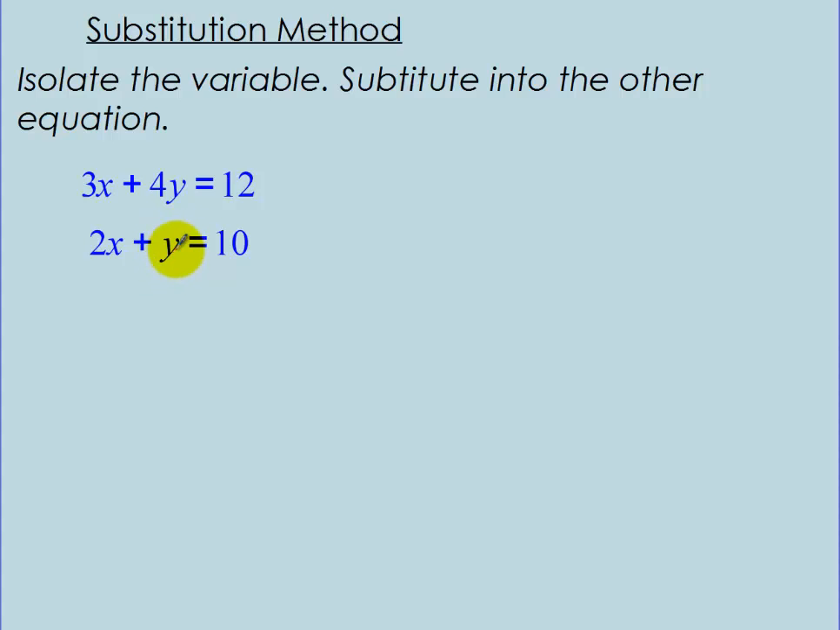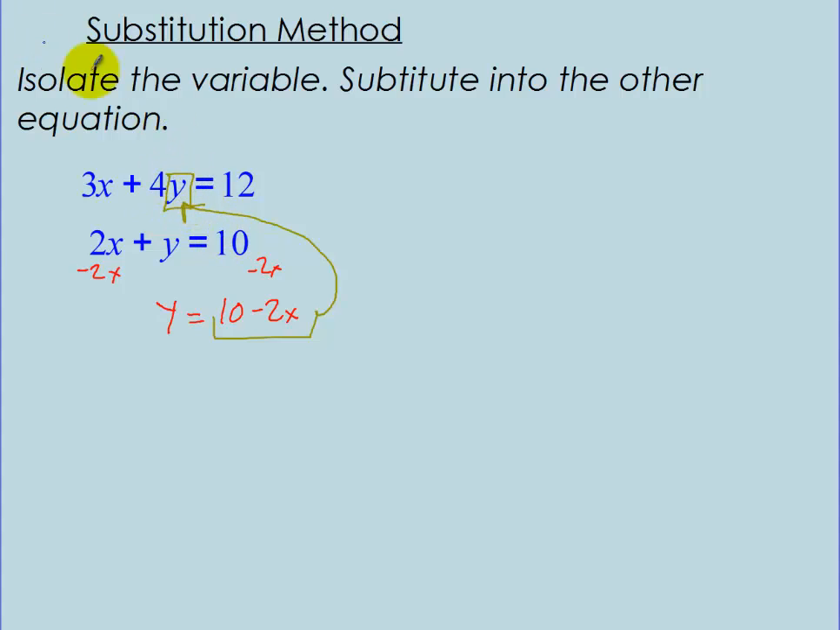I see this y, and I want to isolate it, so I'm going to take this bottom equation and subtract 2x on both sides. I'm going to get y equals 10 minus 2x. Now I have this equation, y equals 10 minus 2x. I'm going to take this 10 minus 2x part and substitute it in for y in the top equation.